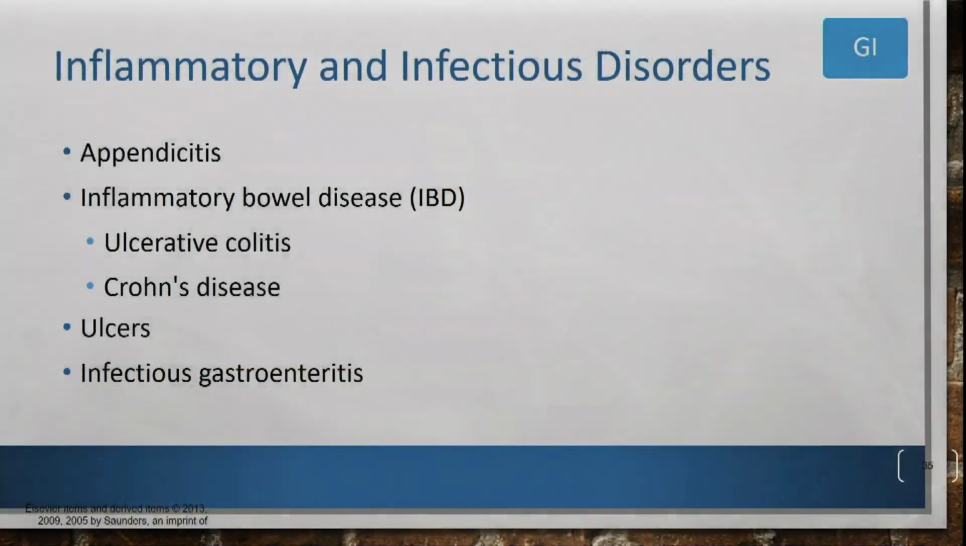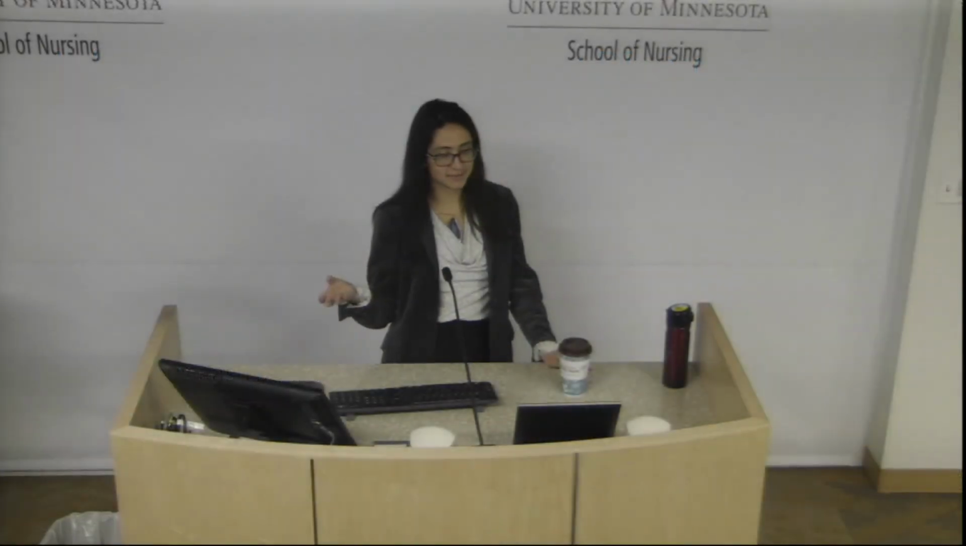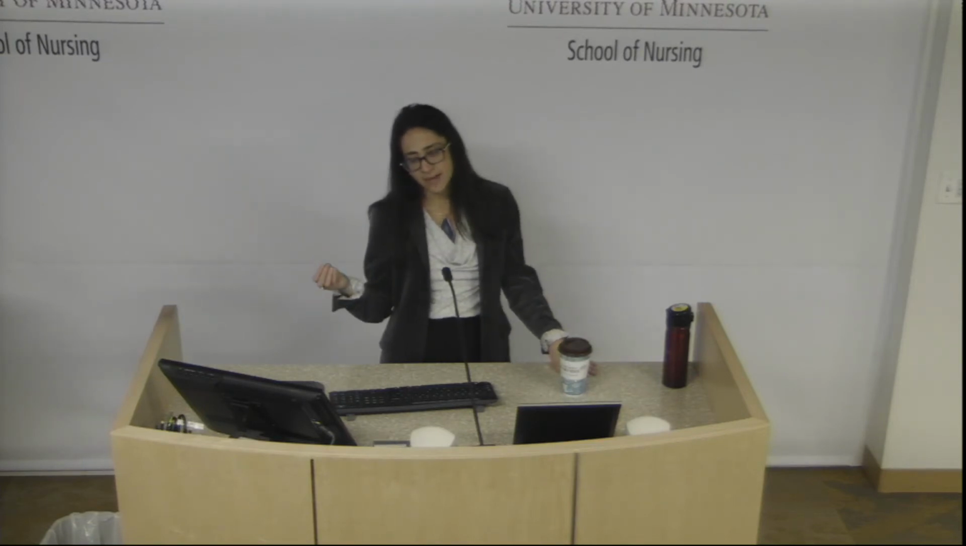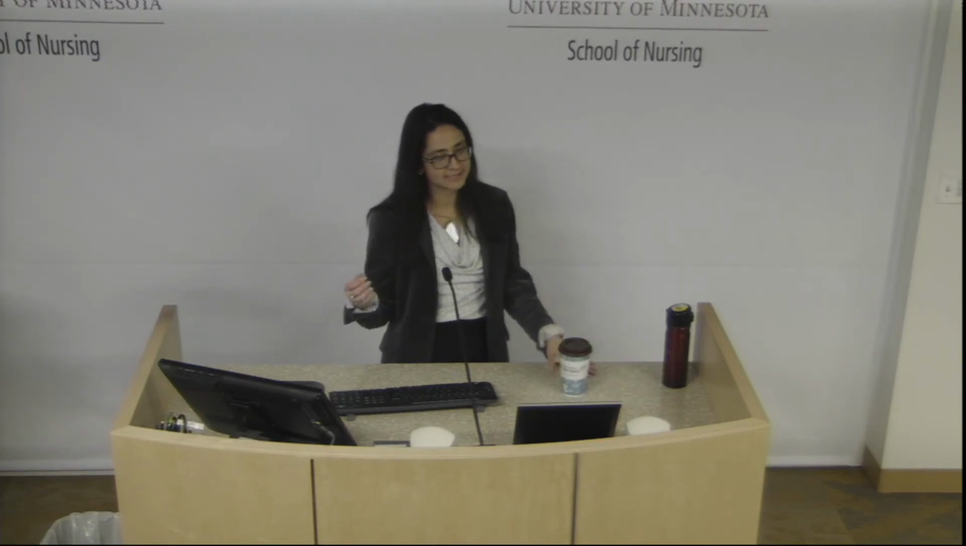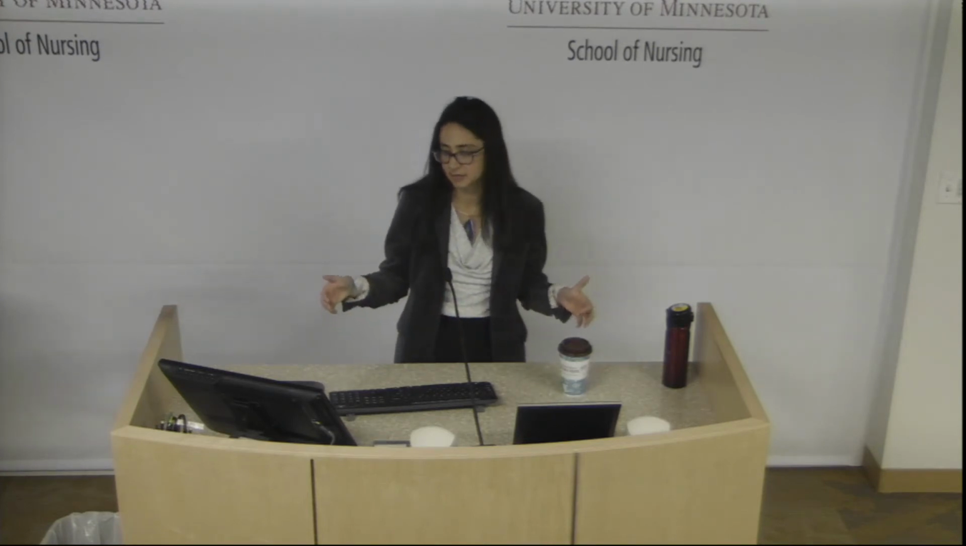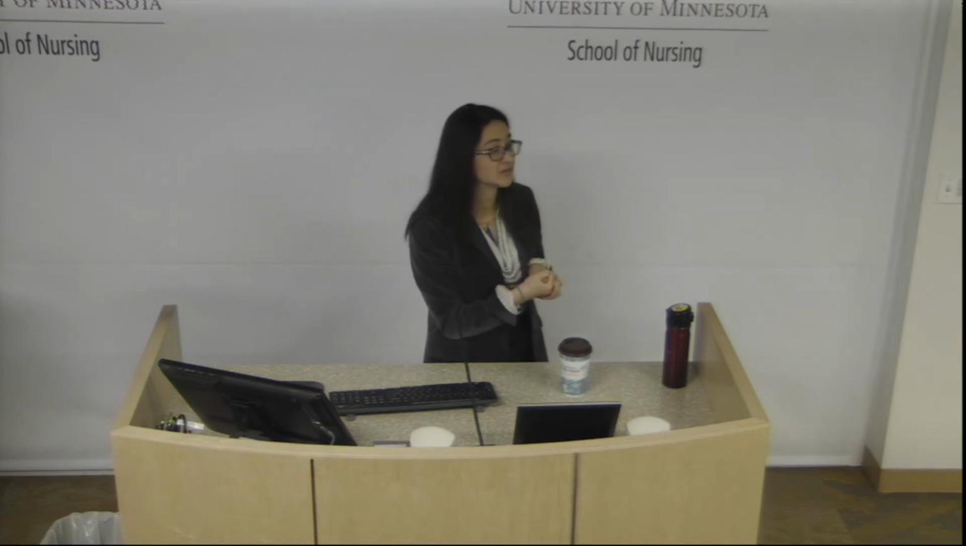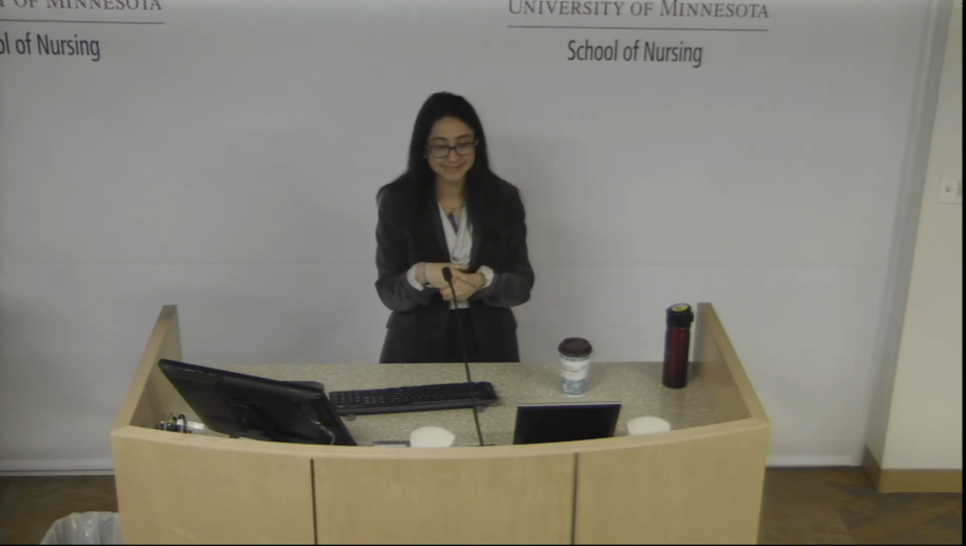We'll move on to inflammatory and infectious disorders. Again, this is a brief survey of them so you're familiar with them, but not a deep dive. One is appendicitis, which many people have heard of. It's an infection of the appendix, and we'll talk a little more about it. Inflammatory bowel disease is a chronic autoimmune disorder that frequently presents in adolescents. Two types of them are ulcerative colitis and Crohn's disease.